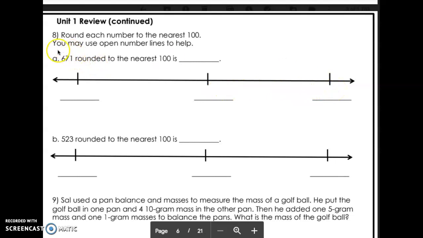Now 671 is our number. Would 671 be here on this side, or is it after 650? I hope you said it's after 650. 671 would be after 650. So it's over here, which means it's closer to 700. So your answer will be 700. You'll put it right here.